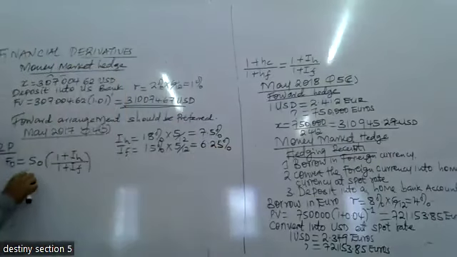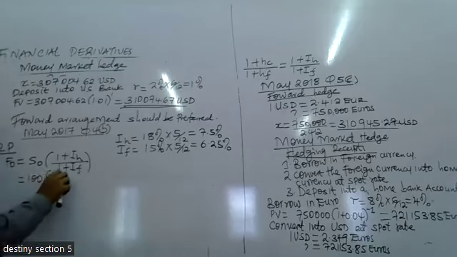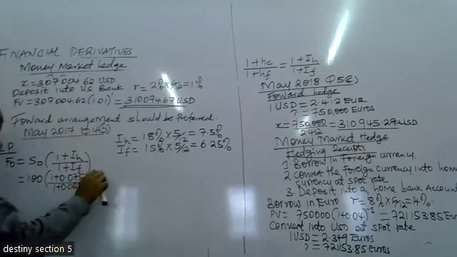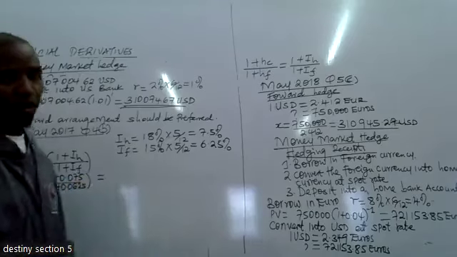So with that now, we know our spot rate is how much? 100. So 1 plus 0.075 for the home currency, divided by 1 plus 0.0625. That will give you how much?